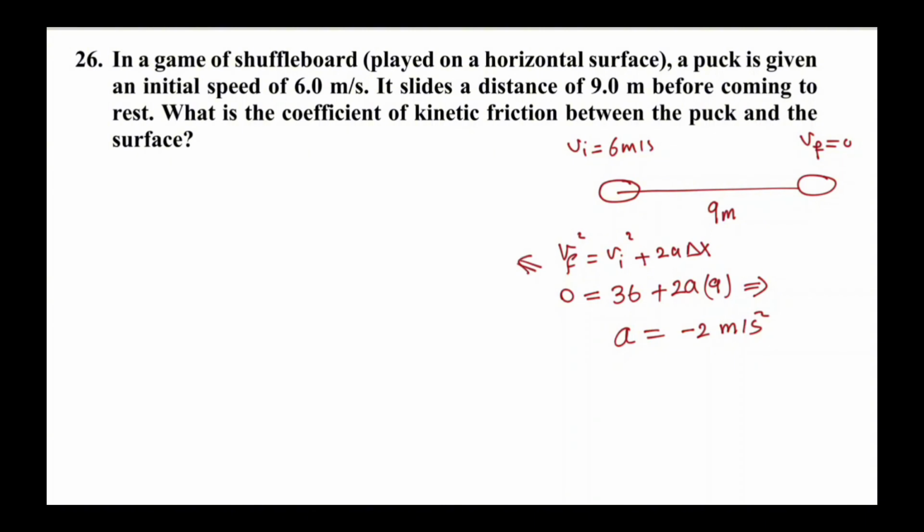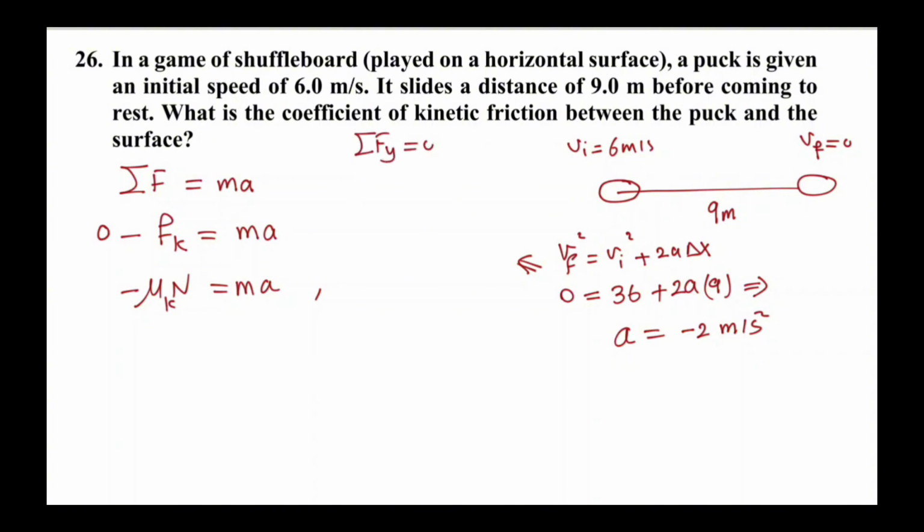Now we would like to calculate the coefficient of kinetic friction. The sum of all forces equals ma, and the net force on the puck is equal to 0 minus Fk equals ma. Now in this case, minus mu k N equals ma, and the sum of all forces on y equals 0, and the normal equals mg.